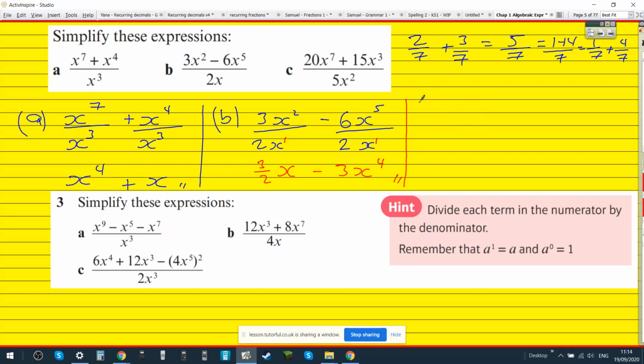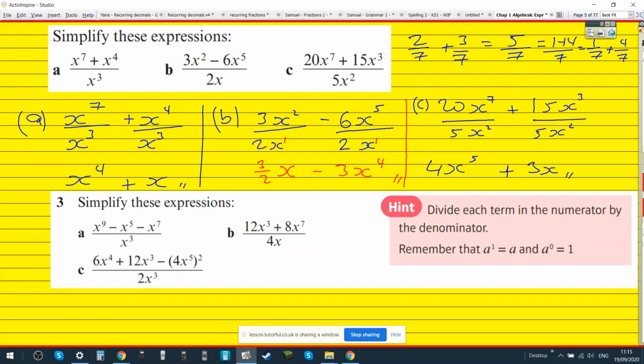So you split them up: 20x to the 7 over 5x to the 2, and then plus 15x cubed over 5x to the 2. And you divide them, which would mean 4x to the 5 plus 3x to the... x. Well, just 3x. Brilliant. Great. Any questions there?